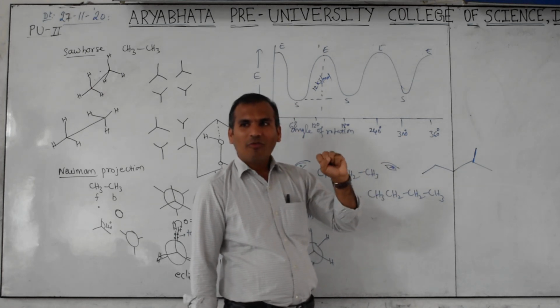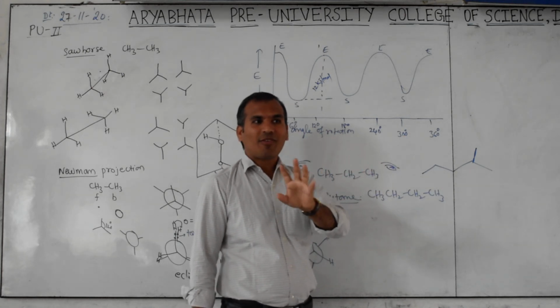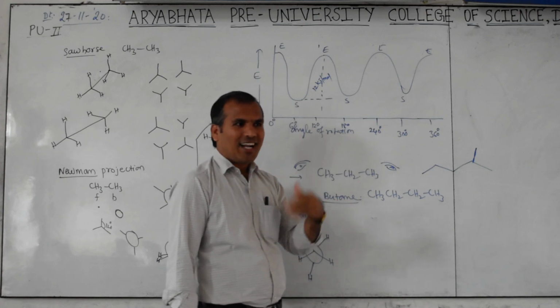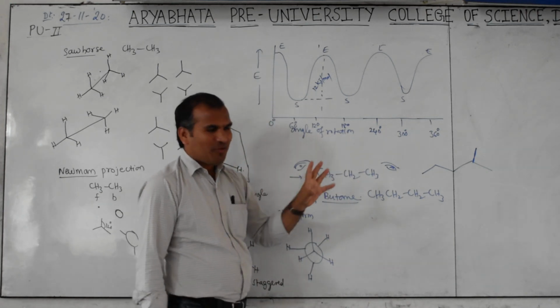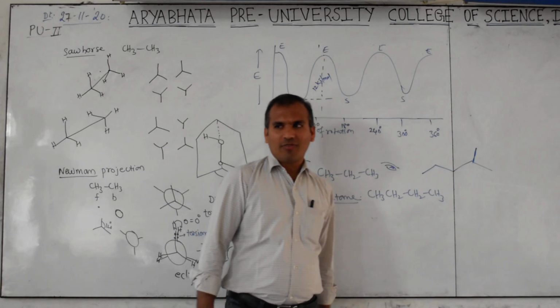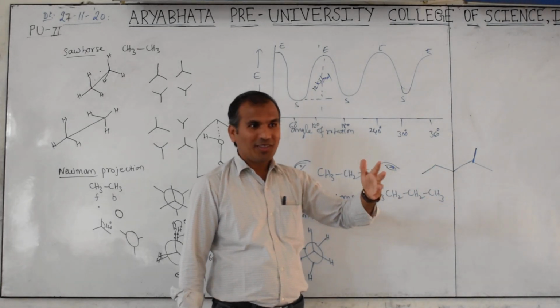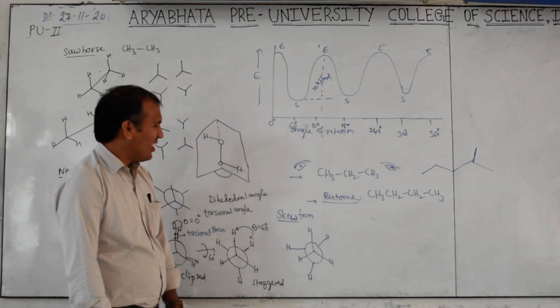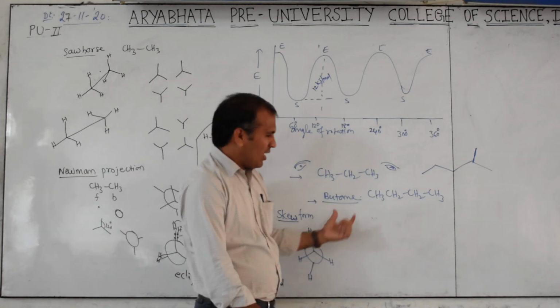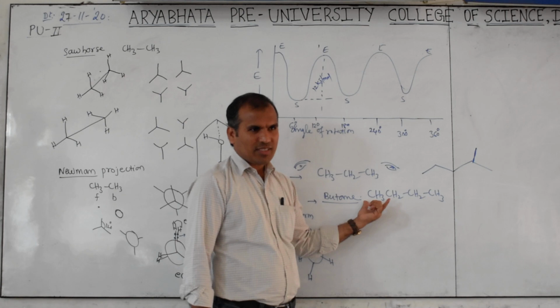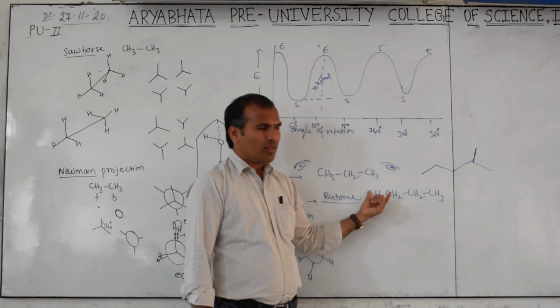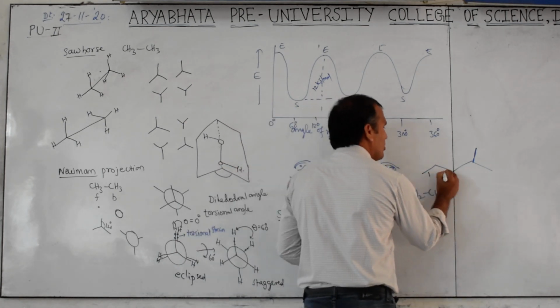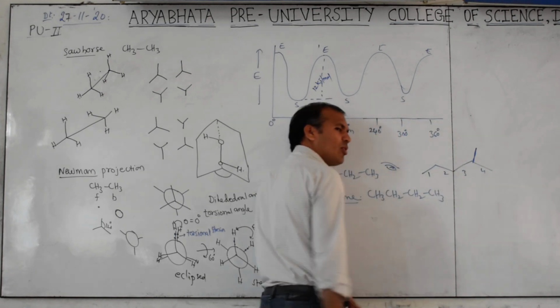And draw the 5 structures. Draw the 5 eclipse forms. I am not telling you the staggered form, only draw the eclipse form. Later we will try the staggered. 5 eclipse forms draw for this. 5 or 4? 4. I am confusing you. 4 only. Now, butane. Here how many possibilities are there? CC single bond, for this 4. 1, 2, 3, 4 CC single bond rotation possibilities.